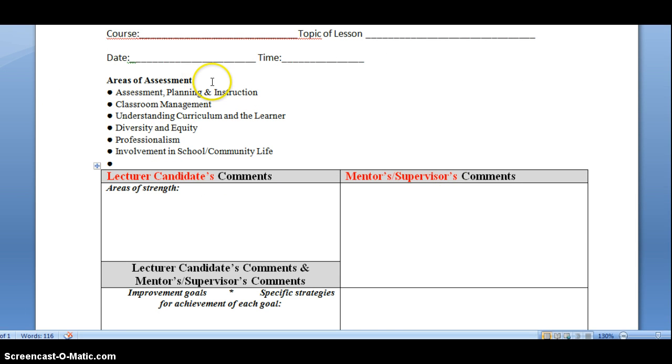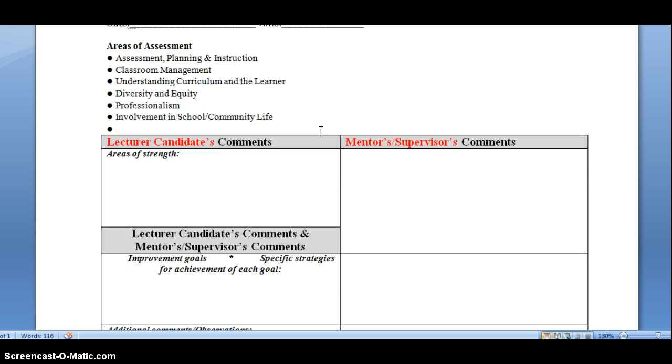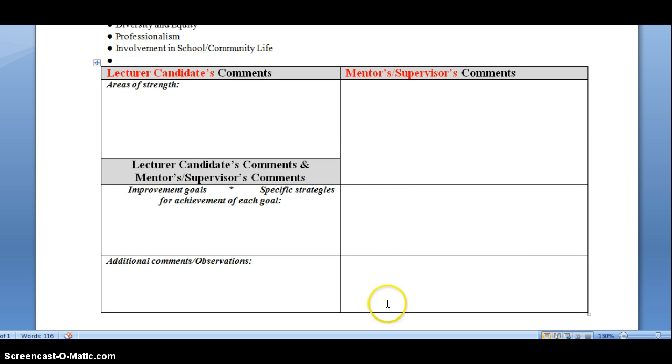Okay, areas of improvement, please pay attention to this. Assessment, planning and instruction, classroom management, understanding curriculum and the learner, diversity and equity, professionalism, involvement in school or community life. So these are parts of your learning which you have to look at when you design your instruction or your lesson. This section, lecture candidate's comments, is after I have put in my comments and the area for improvement on this side. If you have anything to comment on this, yes, you can put it in here.